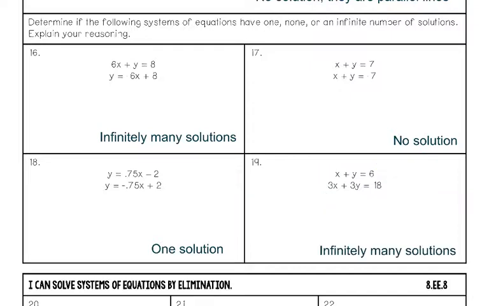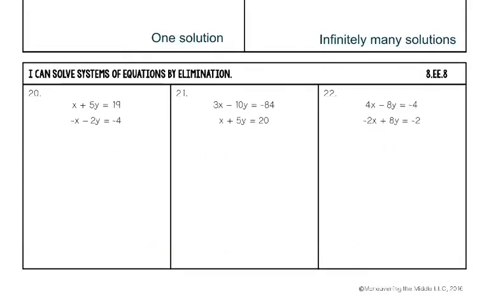If I were to graph this, they'd have the same slope and the same y-intercept. And if I were to solve it by substitution, I would end up with one number equaling the other number. That's because there are infinitely many solutions because these two lines are the same. All right, so one of the last methods we learned was by elimination.